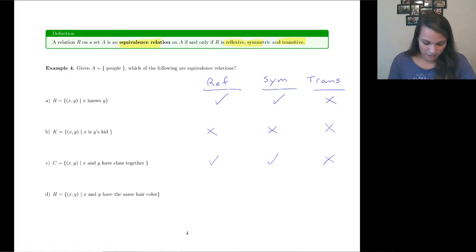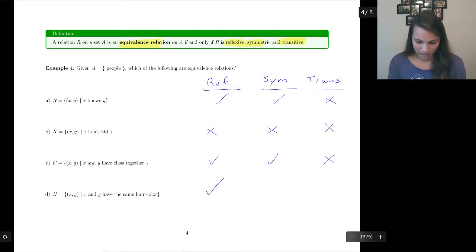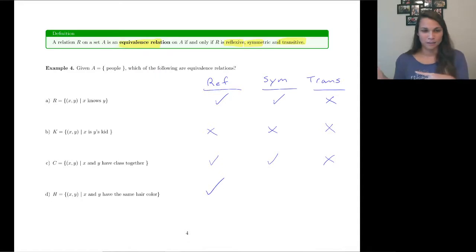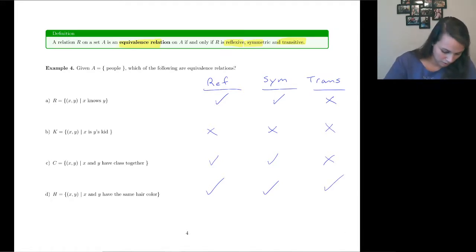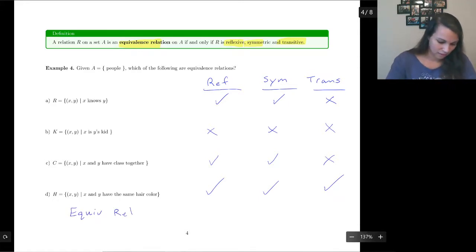Okay, and then the last one, we've got same hair color. I have the same hair color as myself. And if I have the same hair color as Kat, Kat definitely has the same hair color as me. And then we already said that, yes, it is transitive. So this one is an equivalence relation. And then these ones were not.